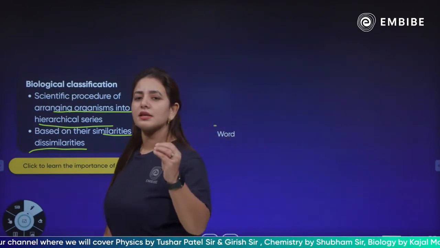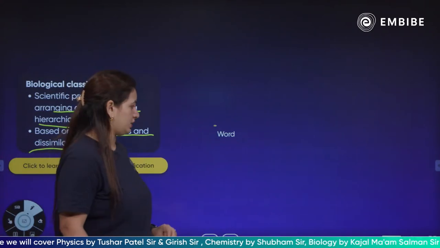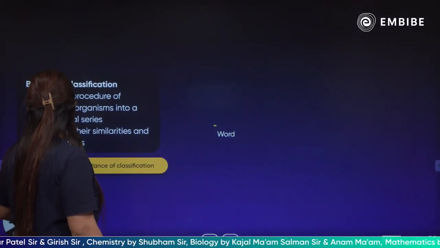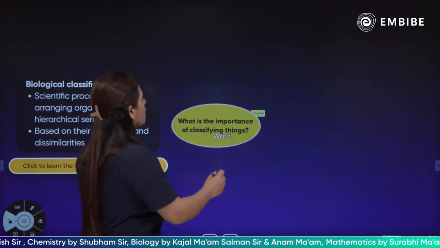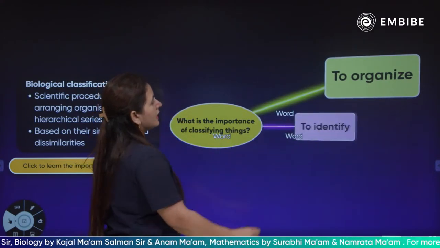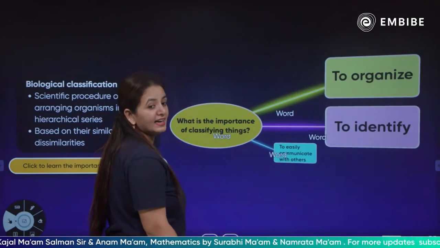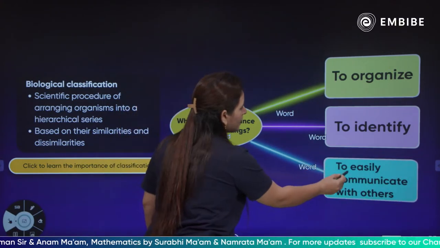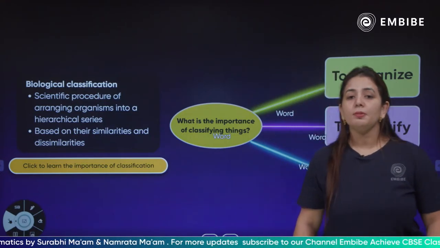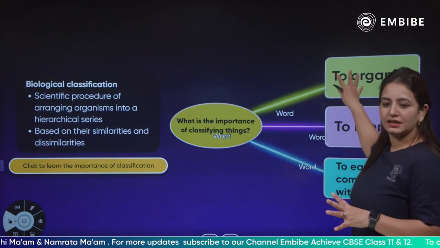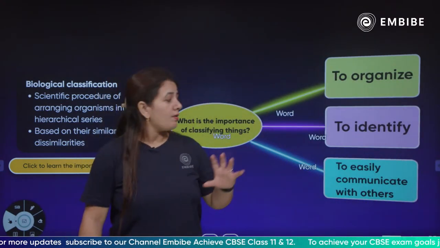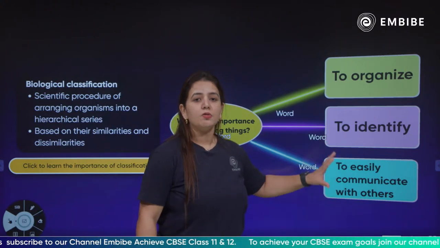Let's see what the importance of classification is. The importance of classifying things is to organize, to identify, and to easily communicate with others. This is the reason we try to classify things: we want to organize them in a certain way, we want to identify them easily, and we want to easily communicate with others.